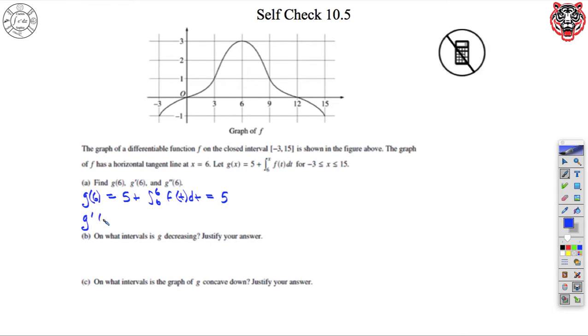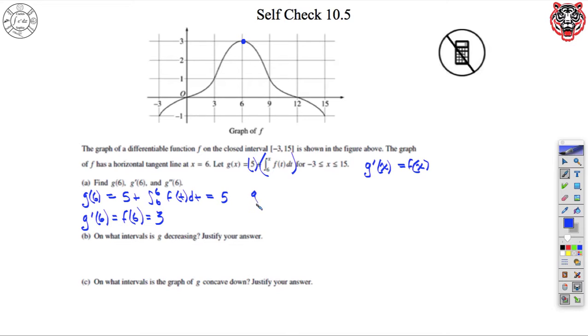All right, g prime of 6. By the way, g prime of x means I'm taking the derivative of this thing. The derivative of 5 is 0, and the derivative of this thing, using our fundamental theorem of calculus, is just going to be f of x. So that means I'm looking at the height at whatever point I'm looking for. I'm looking for the height at 6. The height at 6 is 3 right there, so the answer is 3.